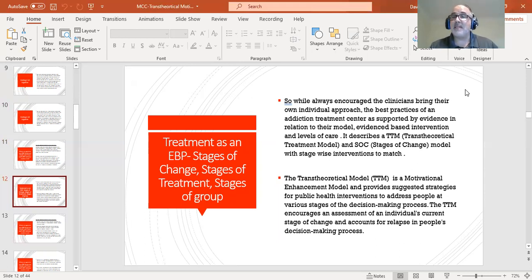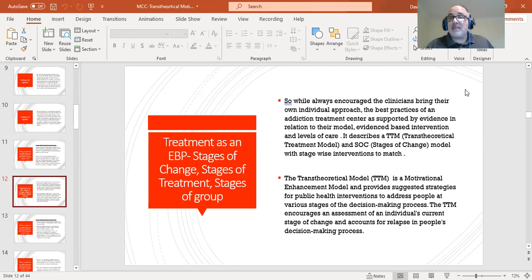It describes the TTM, the Transtheoretical Model, and the Stages of Change model, with stage-wise interventions to match. That's what this is all about. It is like a treatment model and our framework and guiding point, which bases it on steps and levels of change that the evidence supports, to match the person where they are mentally and where their behaviors and what they're reporting are correlating. That's it in a nutshell.